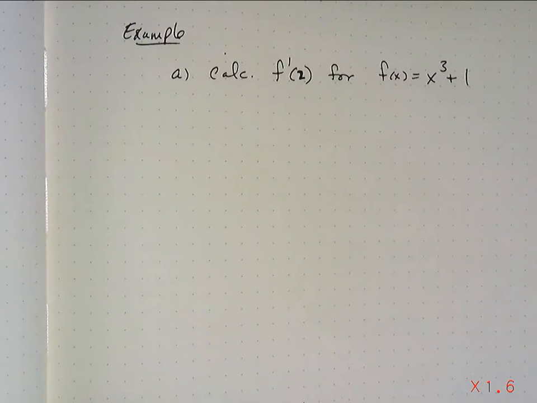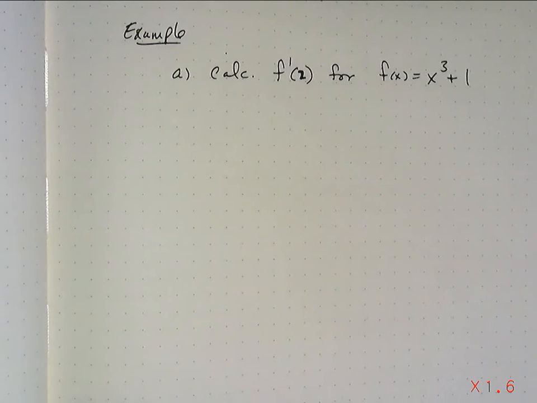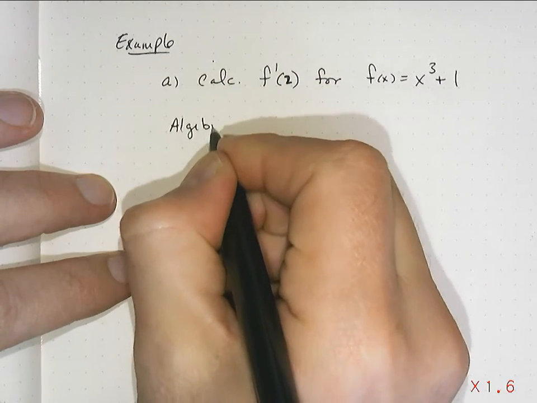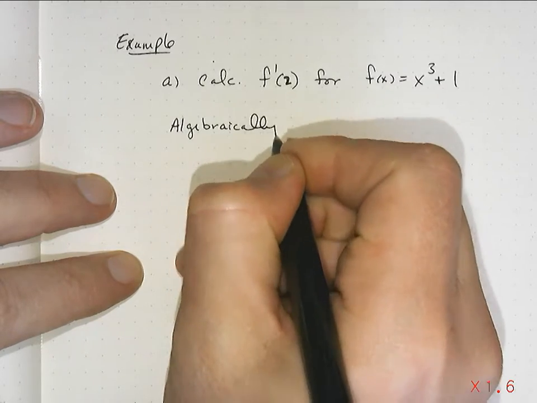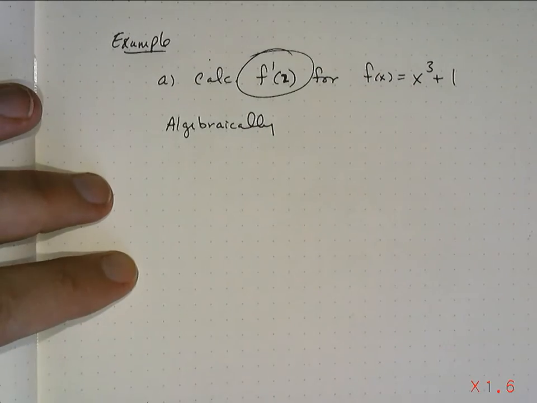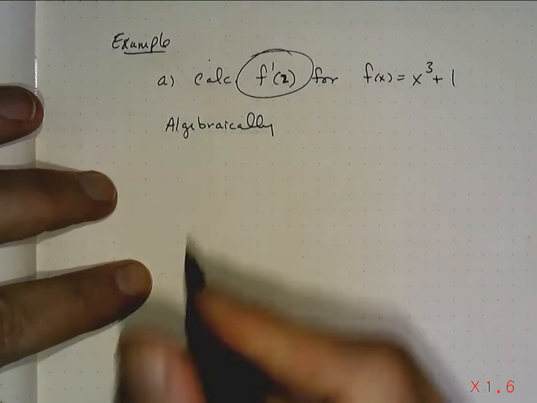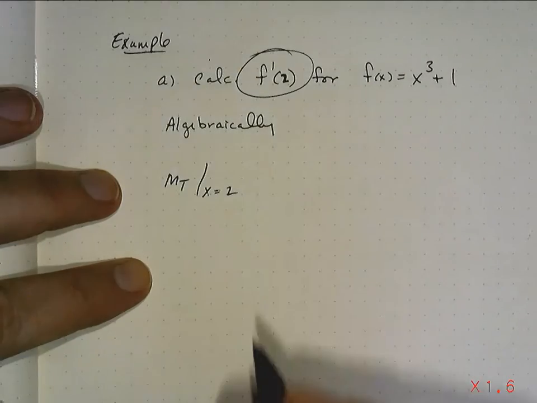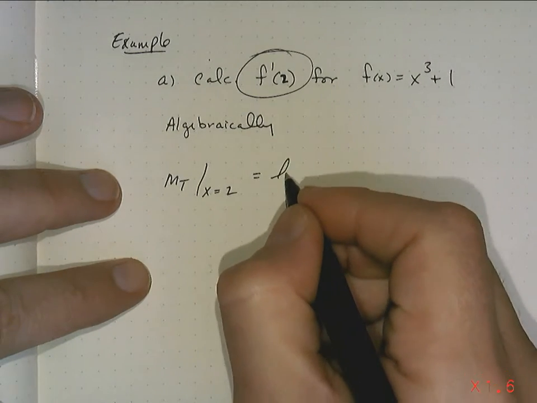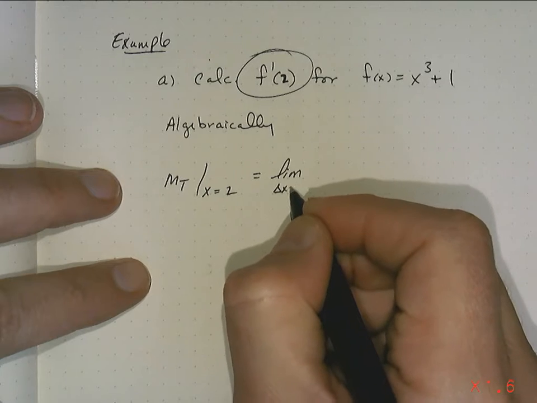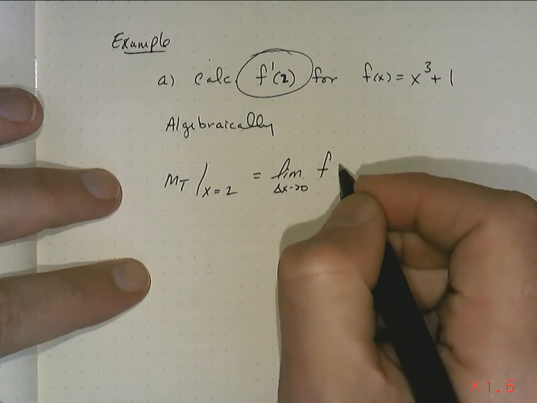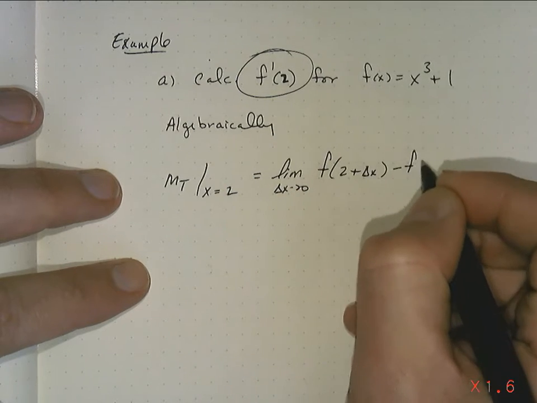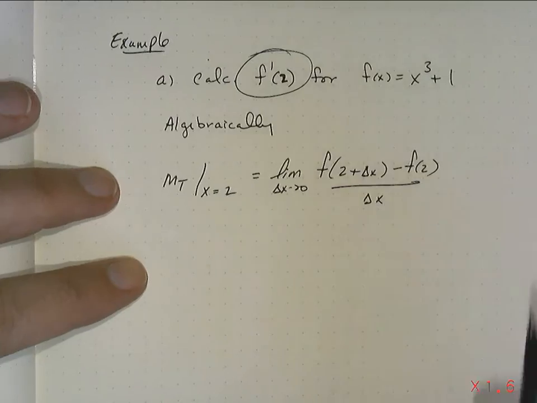Okay? So they want to calculate f prime of 2. Now, algebraically, this is really easy. You know what this means, don't you? This means the slope of the tangent when x equals 2, which means that it's going to be the limit as delta x approaches 0 of f of 2 plus delta x minus f of 2 over top of delta x. Now let me stop here.